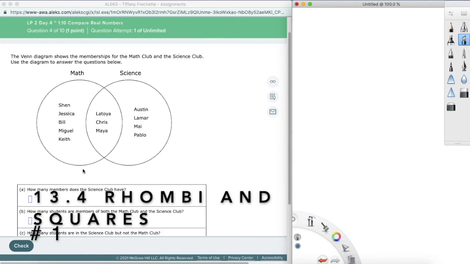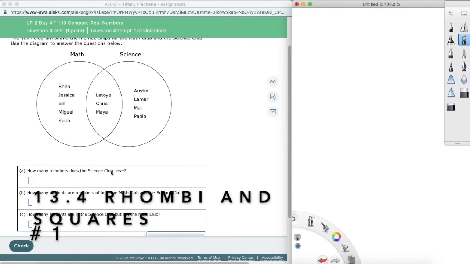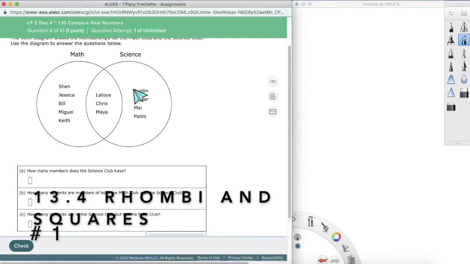So how many members does the Science Club have? So we need to look at the entire circle for Science Club. So we have these four that are only in Science, but we also have these three that are in both. So that's 7 total. How many students are members of both Math Club and Science Club? So that's our middle, because it's and.